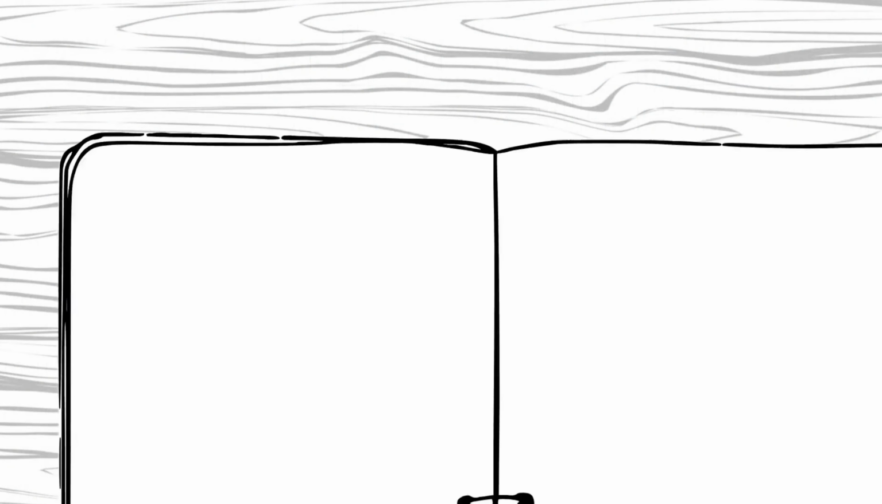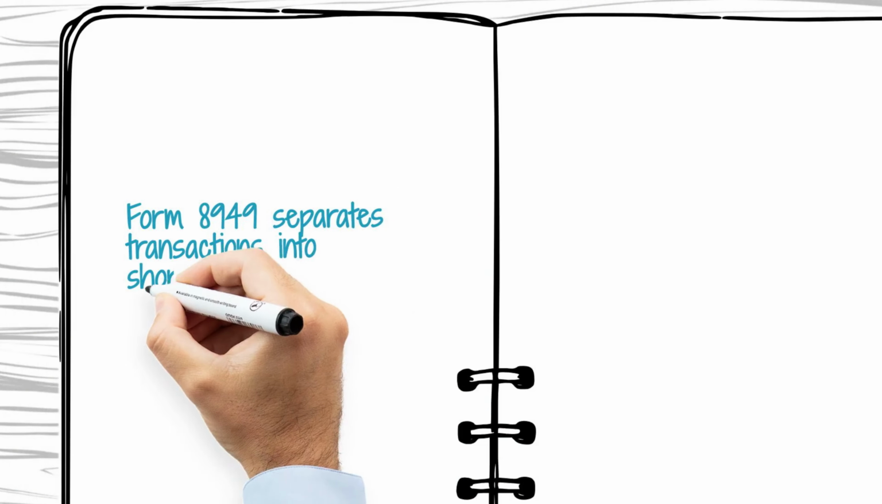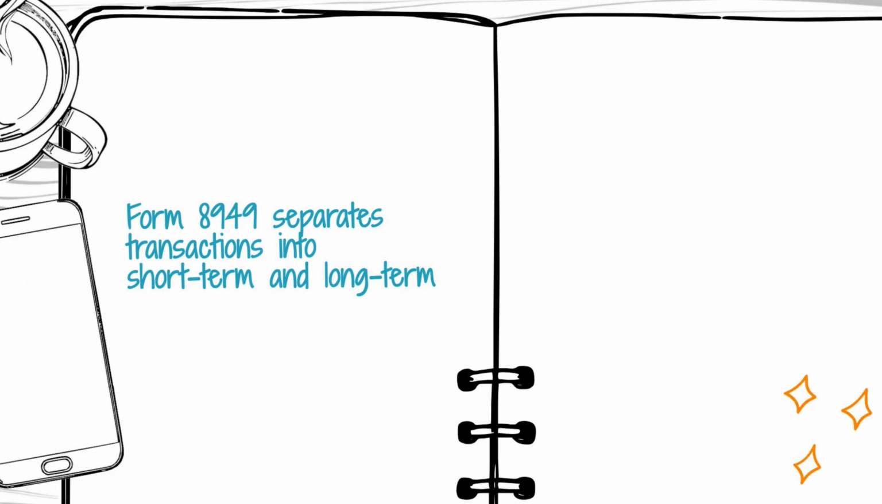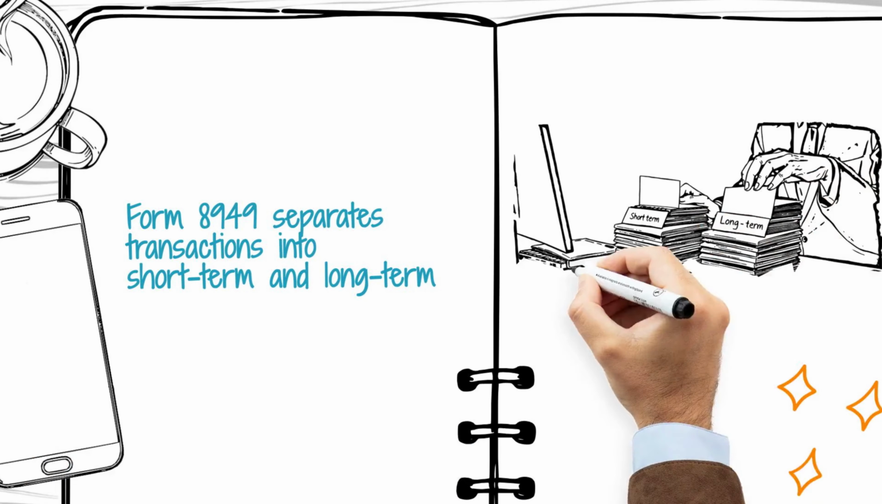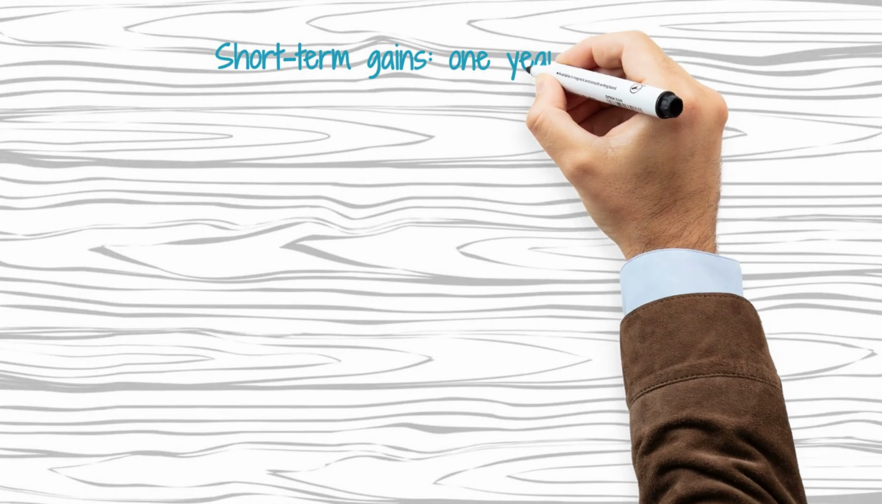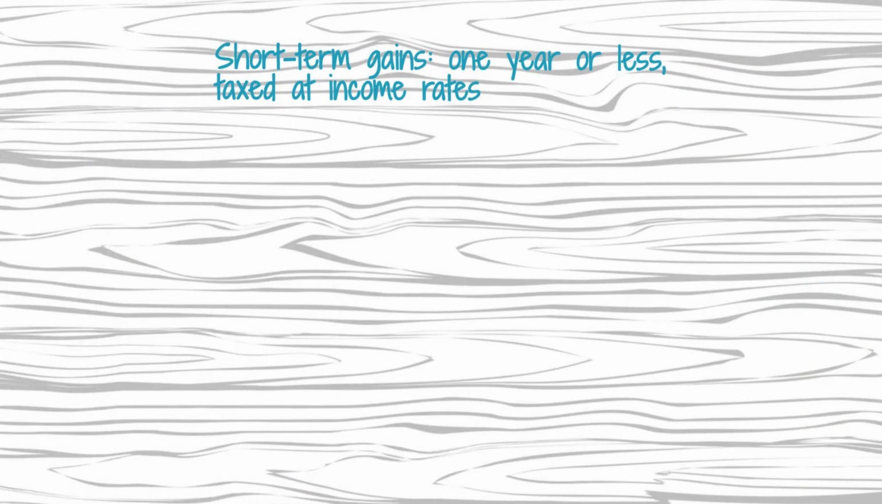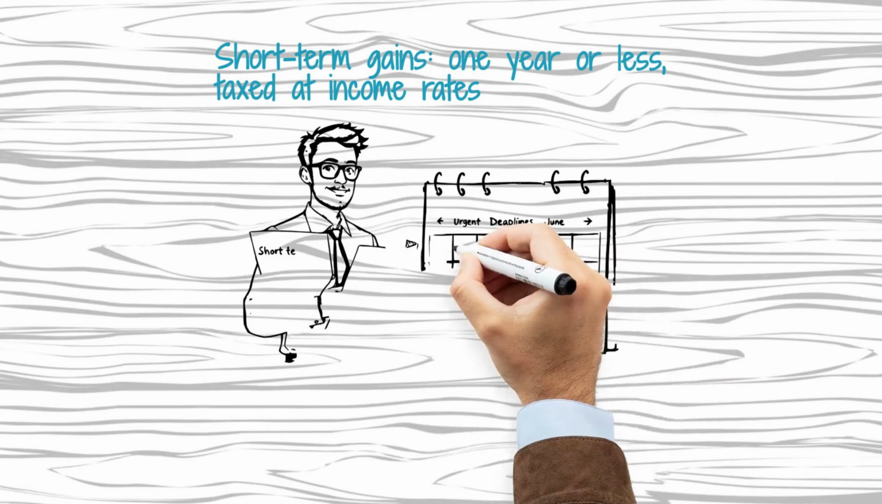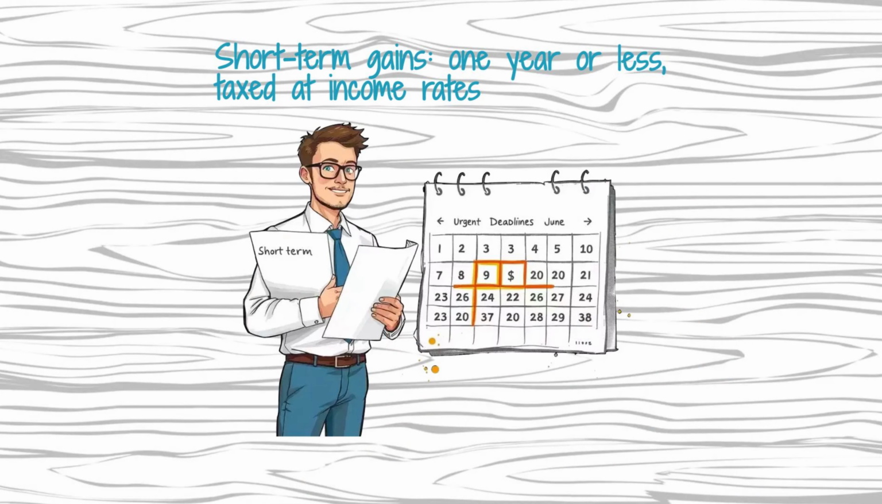The form starts by separating transactions into two big buckets, short-term and long-term. This split matters more than most people realize. Short-term transactions are assets you held for 1 year or less. These gains are usually taxed at your regular income tax rate, the same rate that applies to wages.